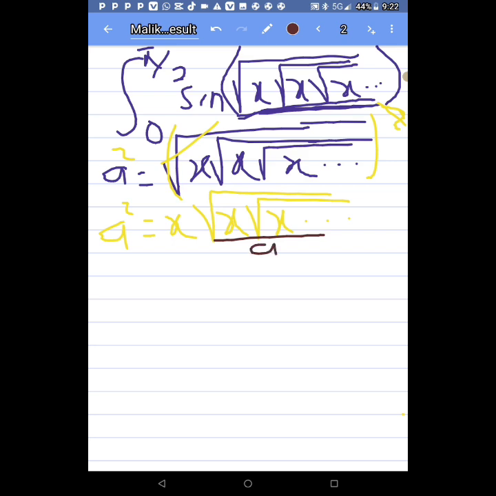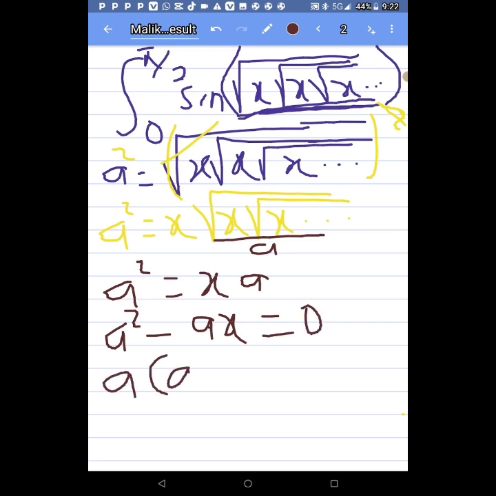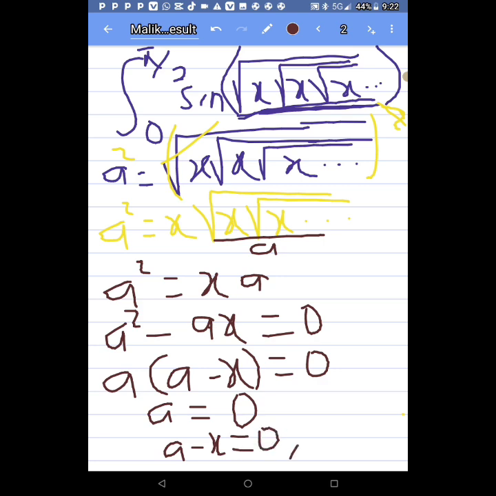Do you understand now? So that will be a squared equals s times a. Now somebody will say, what's the next thing we should do? Let's bring this one to this side. A squared minus sa equals 0. Now factorize a into bracket a minus s equals 0. So that is either a equal to 0 or a minus s equals 0. With that, a equals s, or a equals 0.